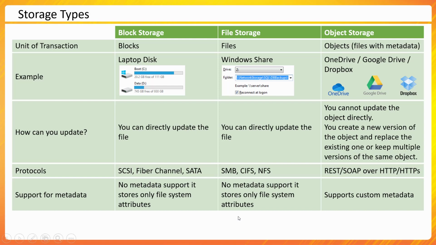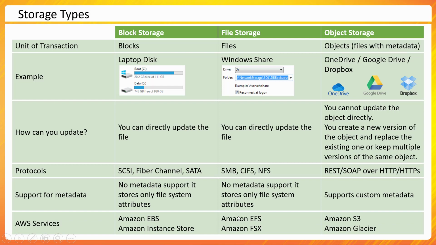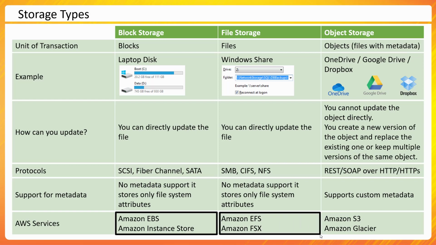Let me give you context on how AWS provides these storages. One category is block storage. These are called EBS and instance store. We'll discuss them. Then there are EFS and FSx, Elastic File System and FSx. These are examples of file storage services AWS offers. Object storage services are Amazon S3 and Amazon Glacier. S3 stands for Simple Storage Service, and we will discuss that in the next module.